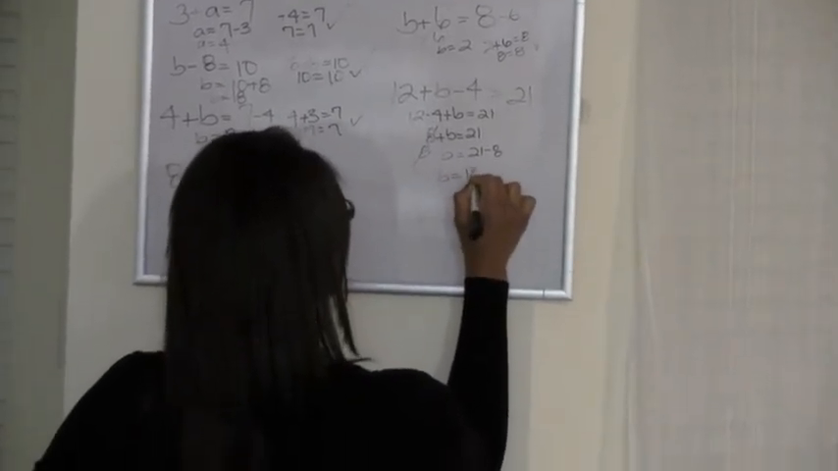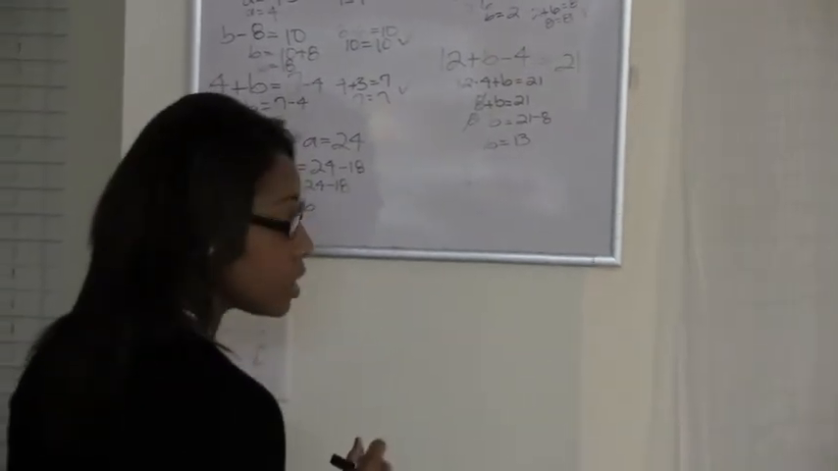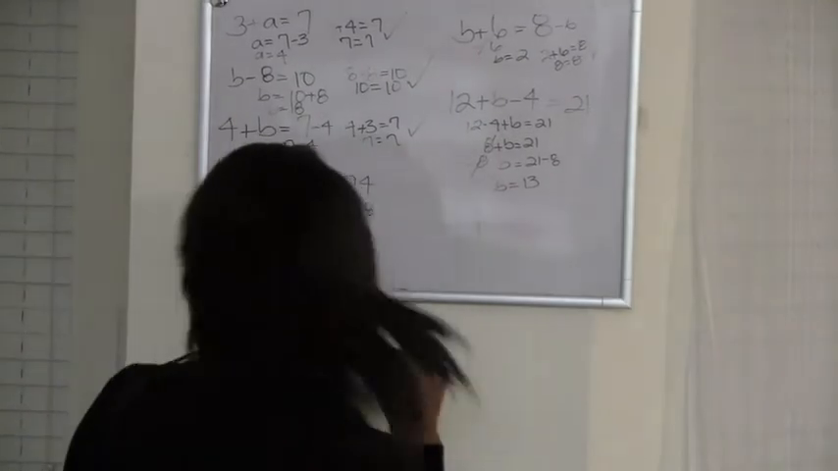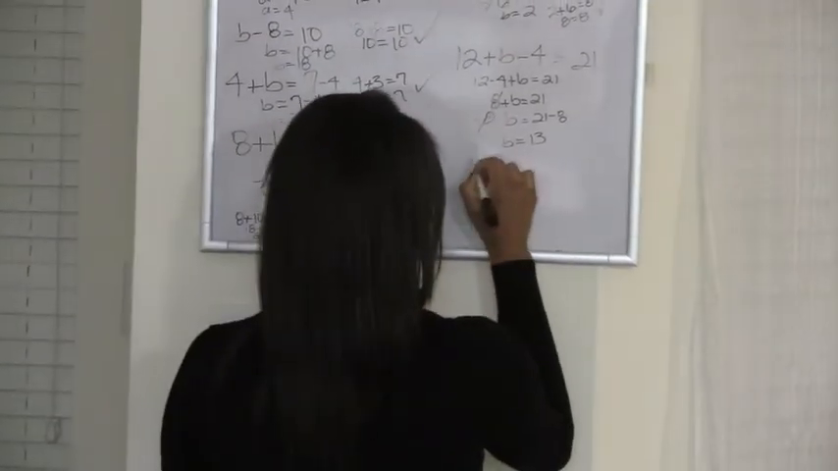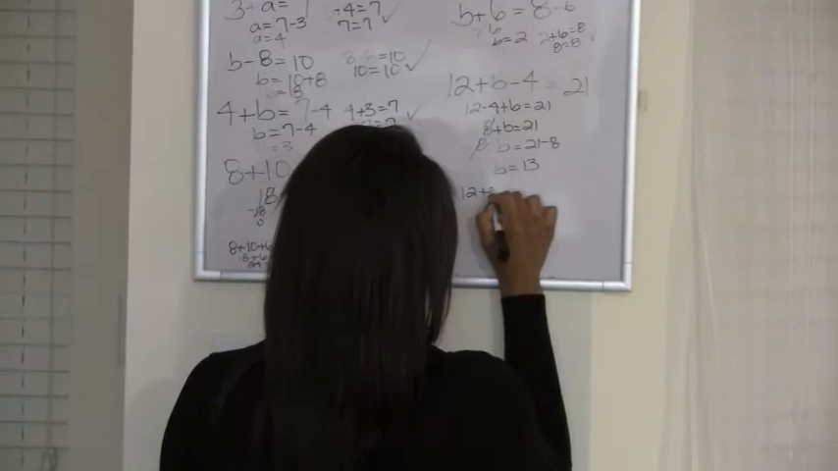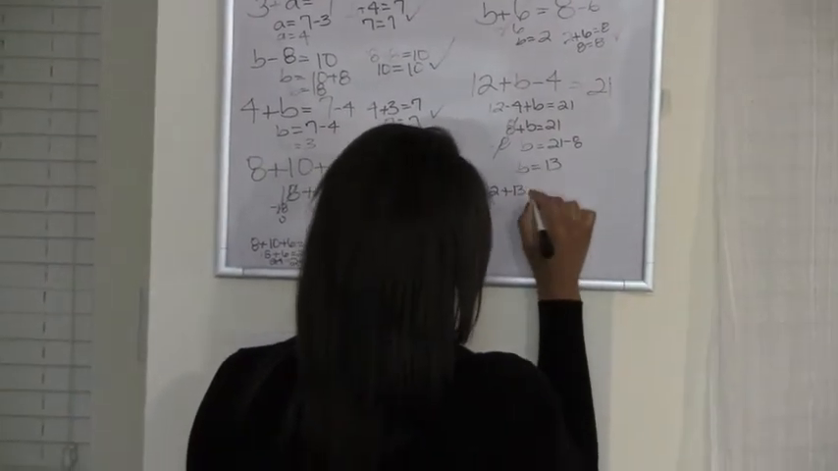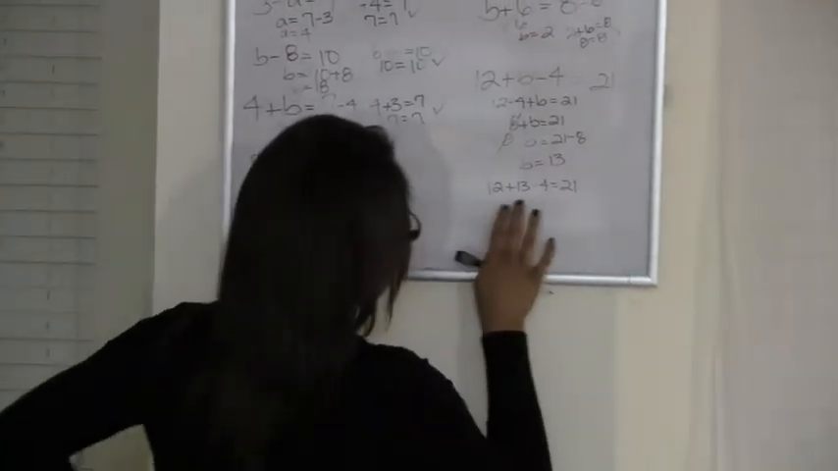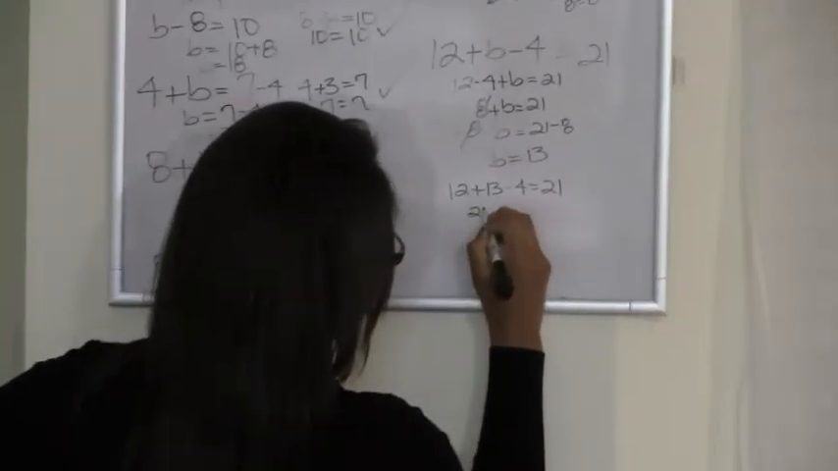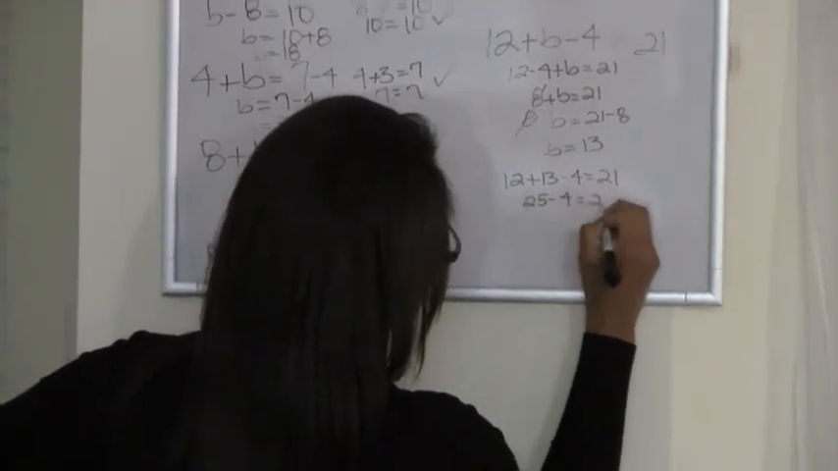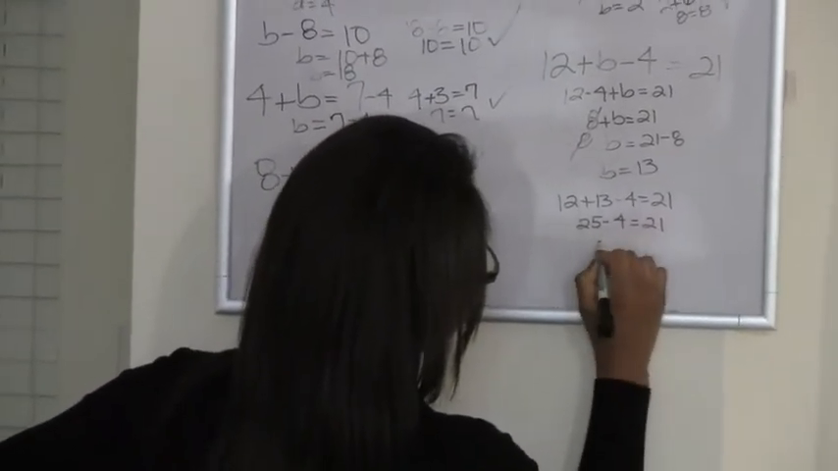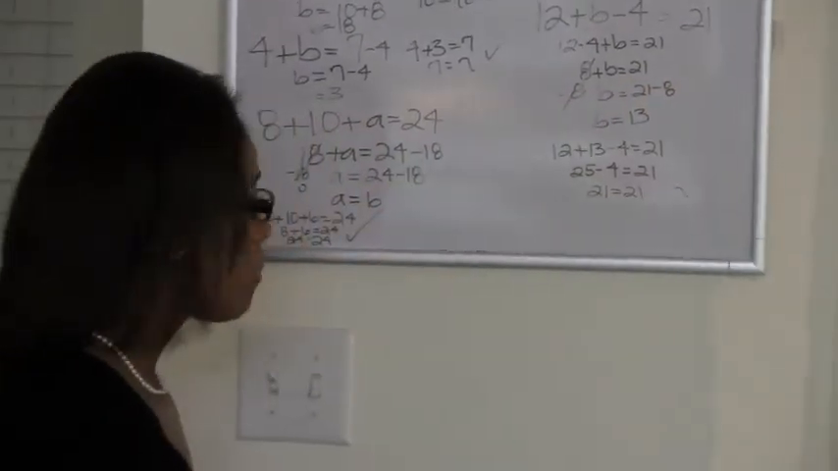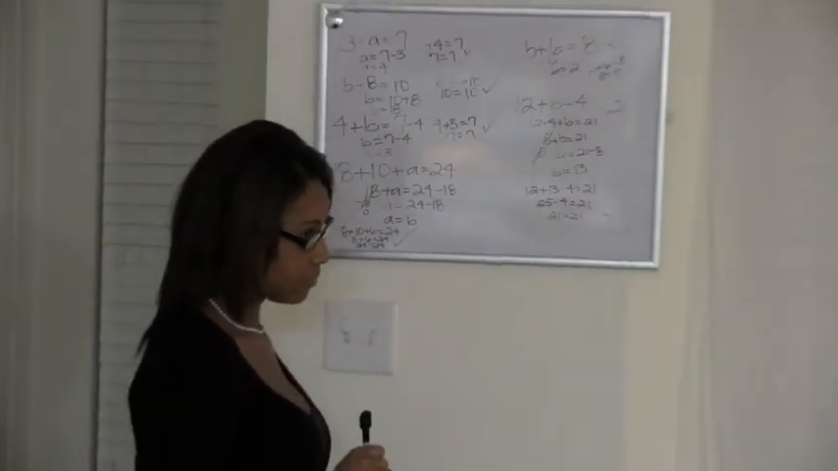Good job. 13. And so now what do we need to do in order to check our work? Plug the 13 where b is. Very good. All right. 12 plus 13 minus 4 equals 21. 12 plus 13 equals 25. Subtract 4, you have your 21. 25 minus 4 equals 21. There you go. Your equation is balanced out.